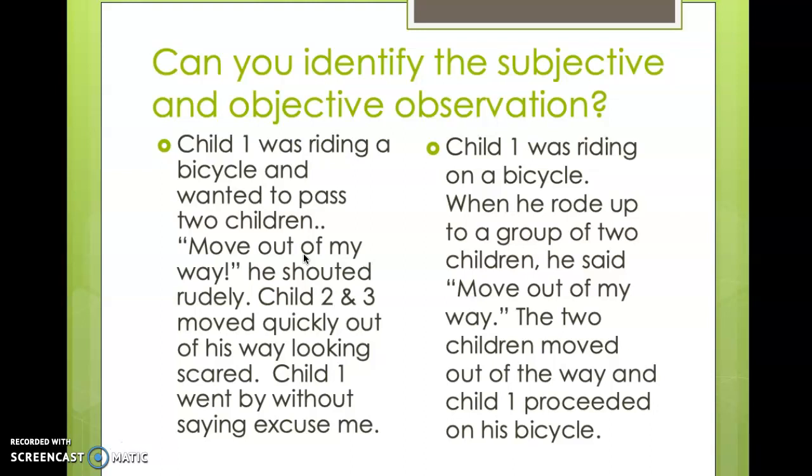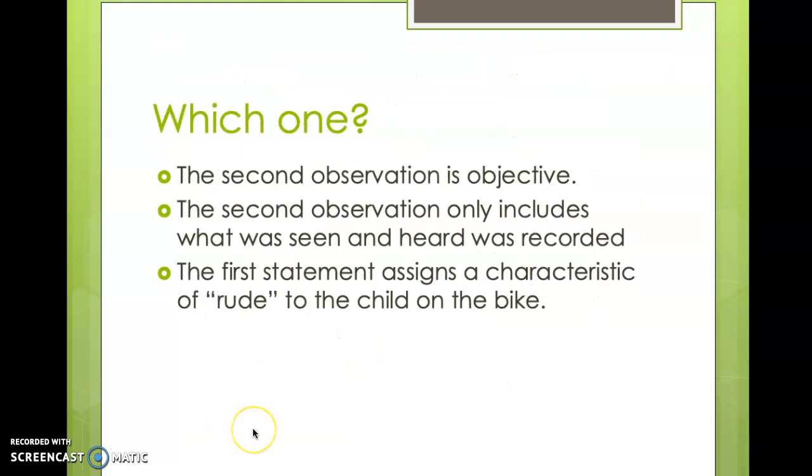Second, Child 1 was riding a bike. When he rode up to a group of 2 children, he said, "Move out of my way." The 2 children moved out of the way, and Child 1 proceeded on his bicycle. Which one? The second one is objective. The second observation only includes what was seen and heard, nothing else. The first statement assumed that the child was rude on the bike and that the other 2 children were scared.